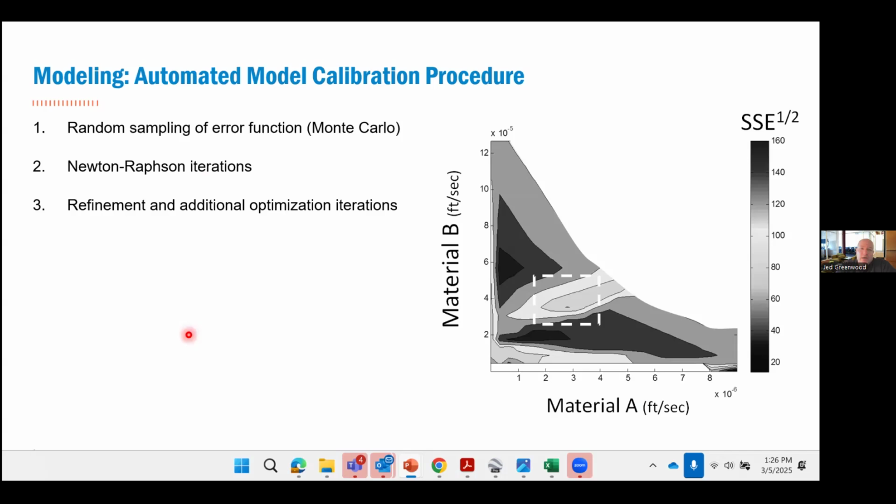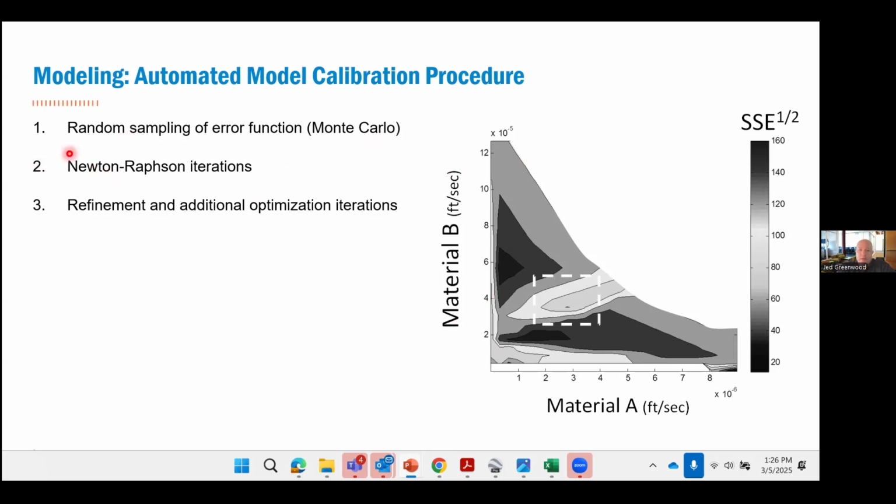So in our case, we did a random sampling of the error function using a Monte Carlo. So here's the range of permeability values and boundary conditions for this problem. Do a Monte Carlo simulation and see what gets us closest to our measured pore pressures.